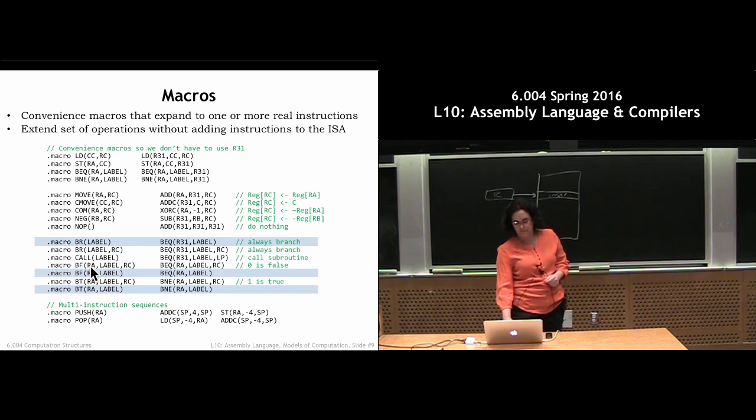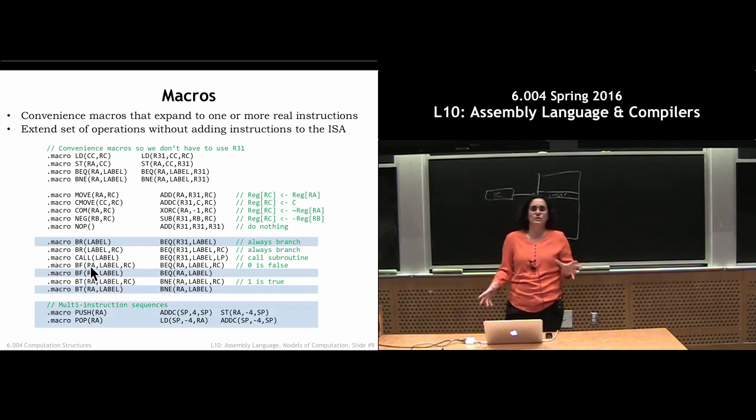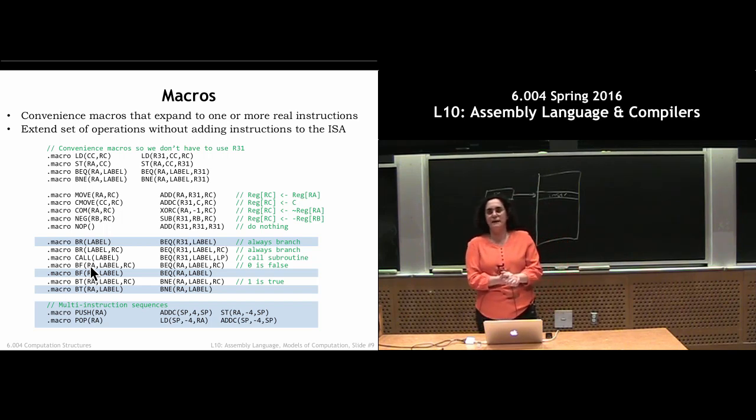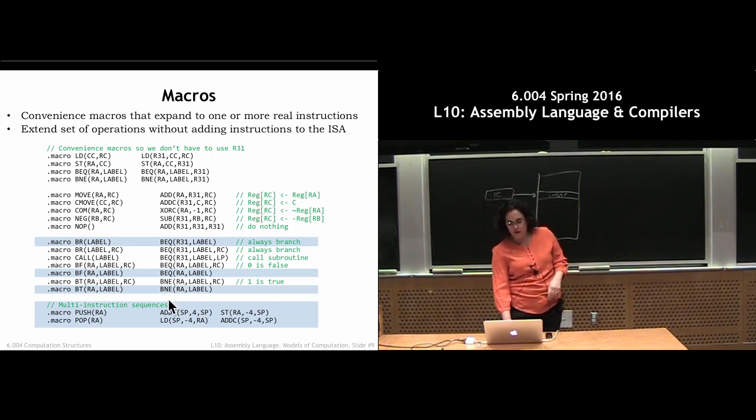And finally, the other thing you can do with macros is specify a group of instructions that need to be executed together in order to implement one particular operation. We won't get into the details of what these push and pop instructions are until next lecture. But the key right now is just that this translates into 2 separate beta instructions.